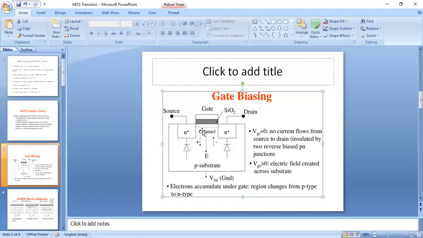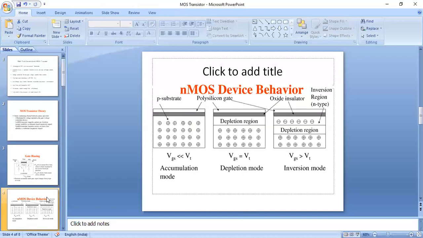The term n-channel is applied to the structure. So this is illustrated in the diagram. Did you understand this operation of this MOS transistor? Yes. Let me move on to the next slide.